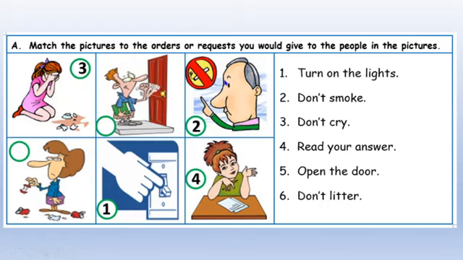Now, what about number 5? Open the door. We have the second picture, open the door. And finally, number 6, don't litter. Obviously, it's the last picture. Don't litter. Okay?